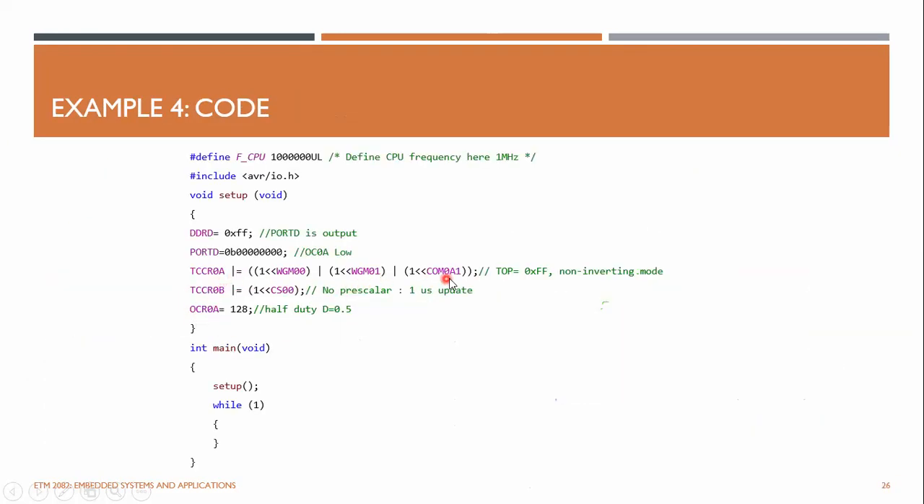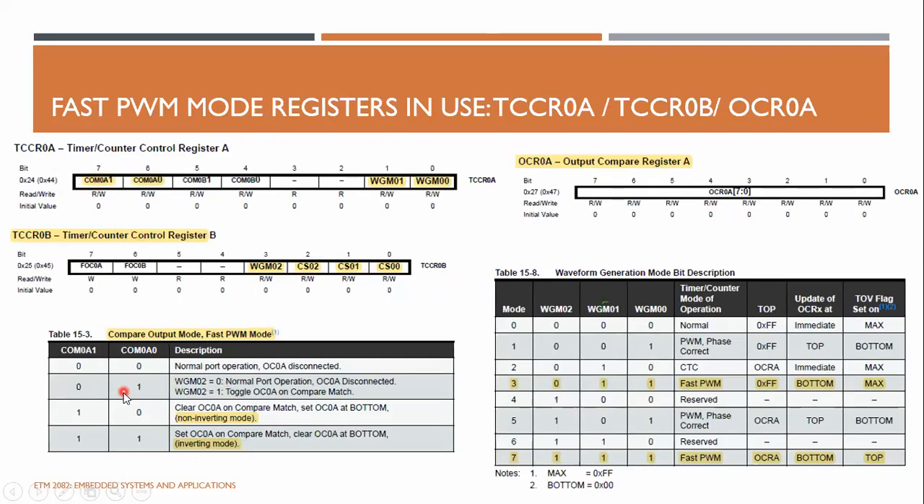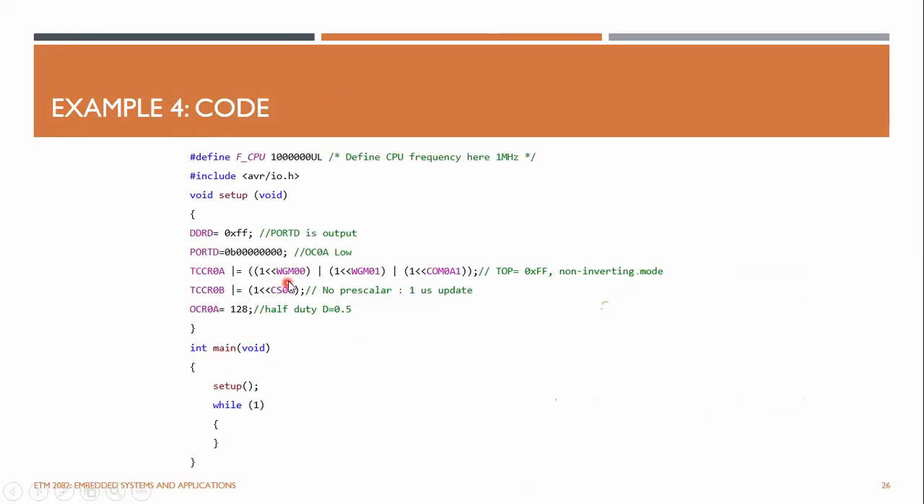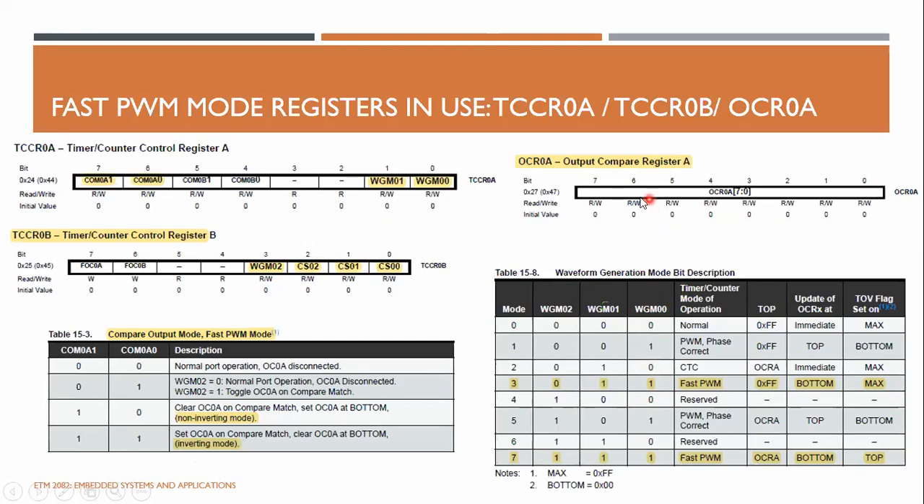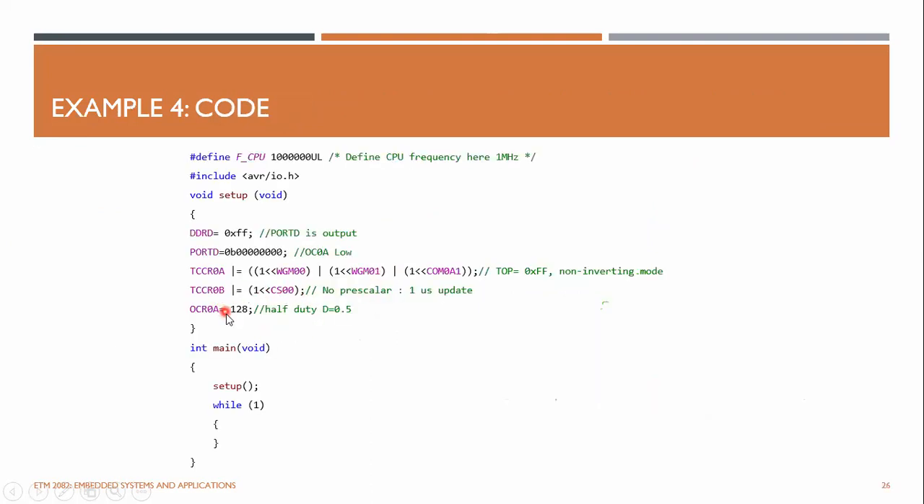You can see COM0A1 will be high, this one. And these two bits for fast PWM should both be set to high, right? So these two are set to high. And I'm using no prescale, so 1 microsecond update, which means I have to set this one to 1. So that is done in here.